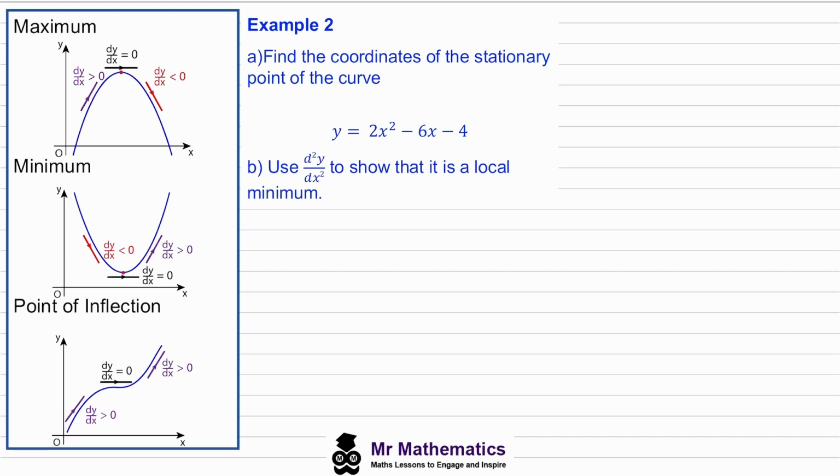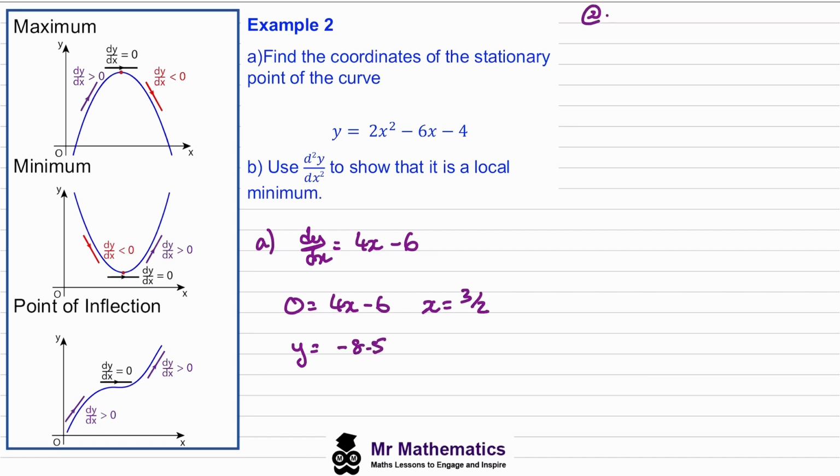Okay, so welcome back if you had a go. So the first thing we'll do is differentiate y with respect to x. So dy by dx will be 4x minus 6. Then we'll set this equal to 0 for our stationary point. So x will equal 3 over 2. Then we'll substitute this value of x into our curve. And this will give us negative 8.5.